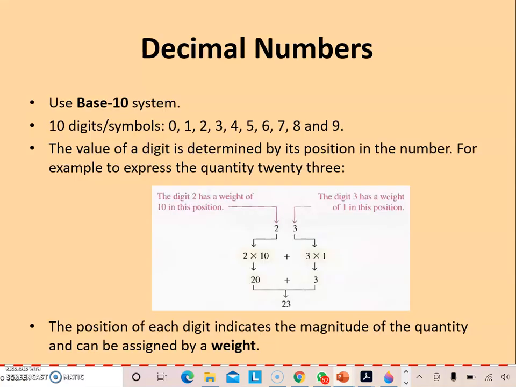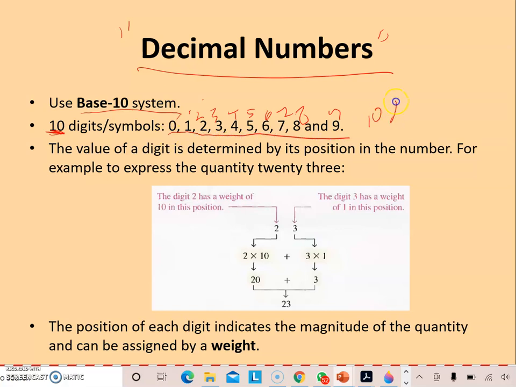Number system. Usually in normal life, we use the decimal numbers. This number is the base 10 system. So in the base 10 system, there are 10 digit symbols, which start from 0, 1, 2, 3, 4, 5, 6, 7, 8, and 9. So we have this option for our base 10 system. You see, there are 10 digits, 0, 1, 2, 3, 4, 5. All of these are 10 digits.